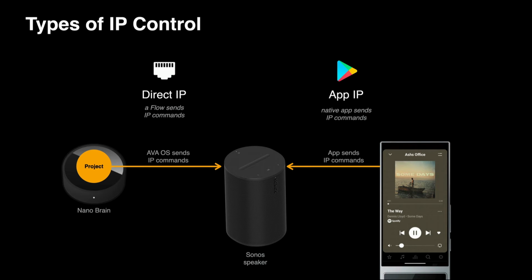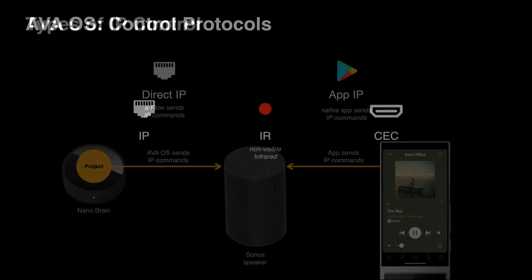No other smart home platform currently has this powerful combination. And an important concept here is that app IP commands always get sent from the remote that is running the app. You can create a flow for launching an app with AVA OS, but once you start the app, it works exactly as apps work for a phone or tablet. AVA OS doesn't tell the app how to do its job. Once launched, an app's capabilities are its own.